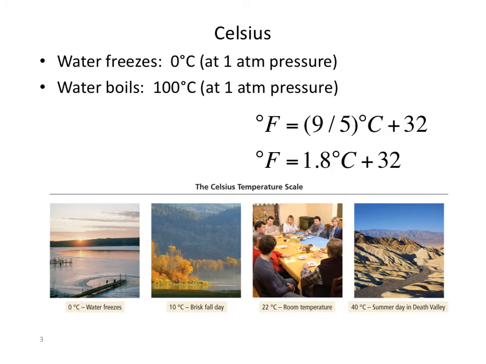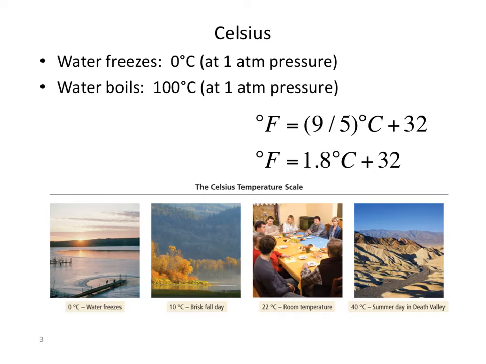Now, for the Celsius temperature scale, I think it's really important for any scientist to know how it's defined. Due to the importance of water in chemistry and biology and geology and really all of the sciences, the Celsius temperature scale is based on water. And so it's set so that water freezes at 0 degrees Celsius and water boils at 100 degrees Celsius.